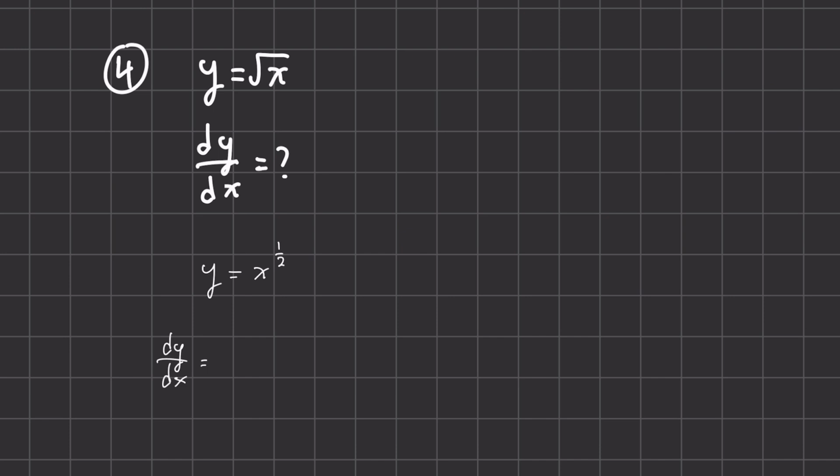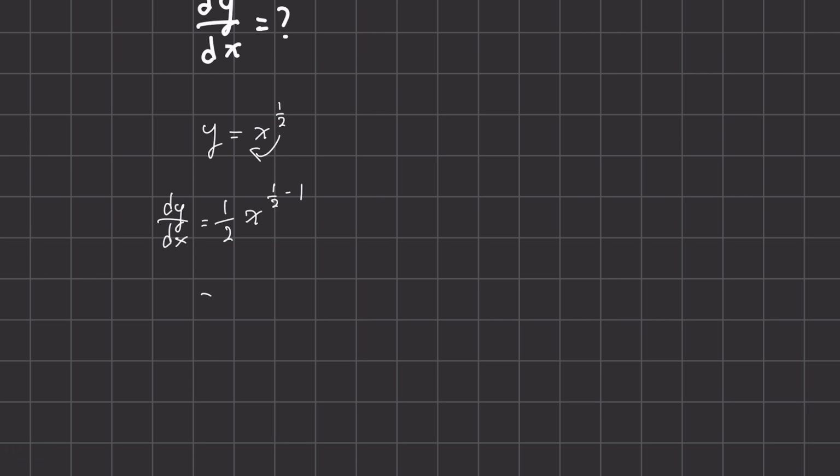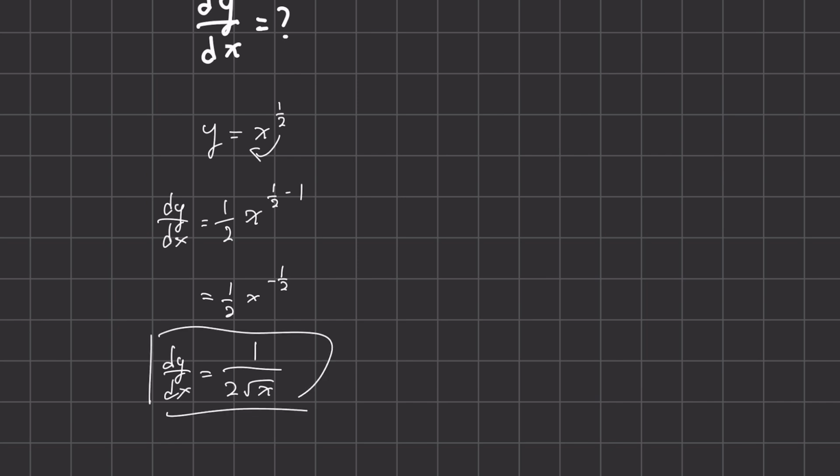And we can just apply the power rule. So the 1 over 2 is just going to be going to the front when we're taking the derivative. So it's going to be 1 over 2 x, and then 1 over 2 minus 1. And so we get that it is equal to 1 over 2 times x to the power of negative 1 over 2, which could all be rewritten as 1 over 2 times square root of x. And that would be your full solution.